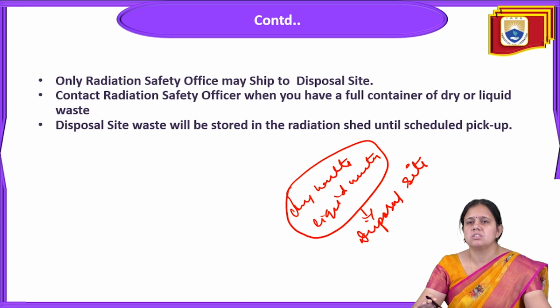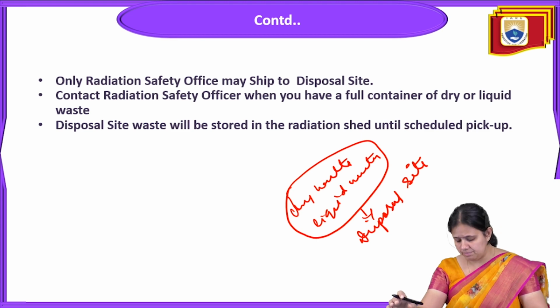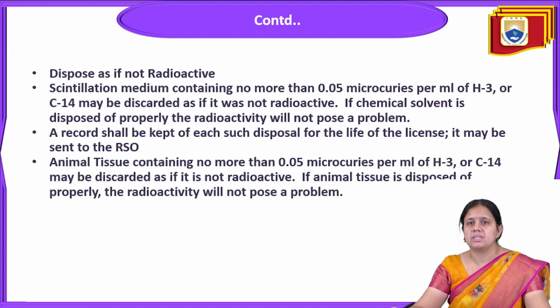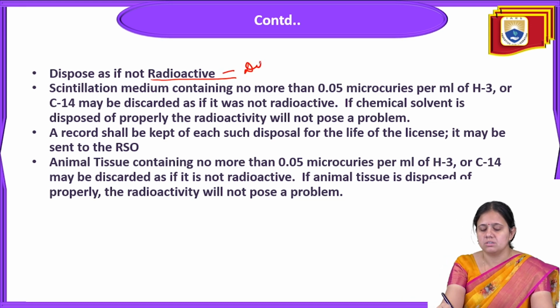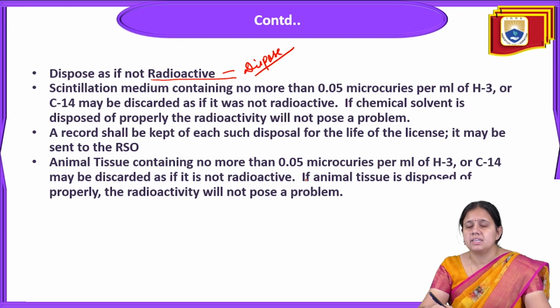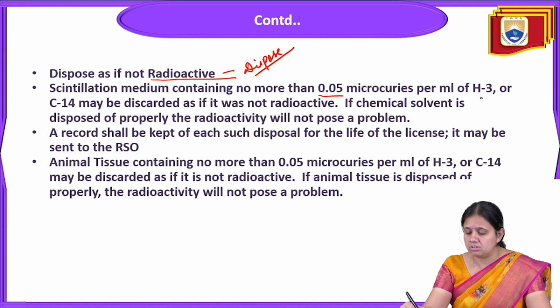So this disposal site waste will be stored in the radiation shed until the scheduled pickup. Next point is that it will be disposed of as if not radioactive. If it is not radioactive, then you can dispose of it. Scintillation medium containing no more than 0.5 microcurie per ml of H3 or sometimes C14 may be discarded as if it was not radioactive.